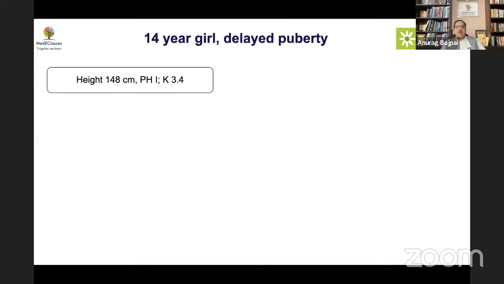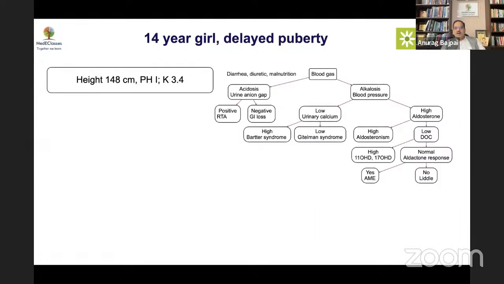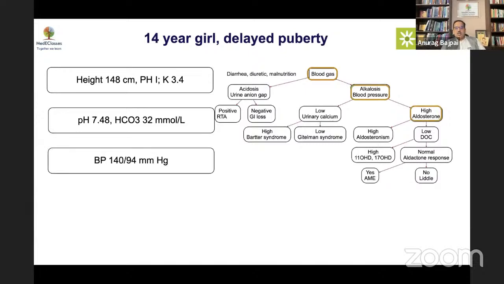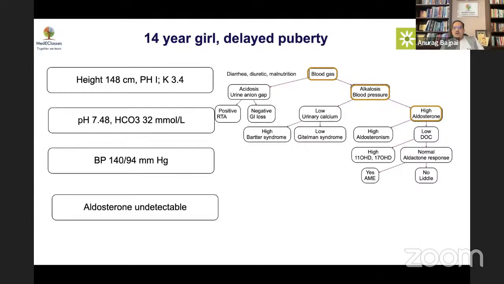14-year-old girl with delayed puberty, height is 148, stage 1 pubic hair development, potassium is low. Blood gas again shows metabolic alkalosis, so hypokalemic alkalosis. There is hypertension. So again, we're dealing with a RAS excess scenario. In this scenario, aldosterone is undetectable. So we have some other cause of RAS excess. Again, delayed puberty, sexual infantilism, hypertension, hypokalemia, direct diagnosis, 17-hydroxylase deficiency.